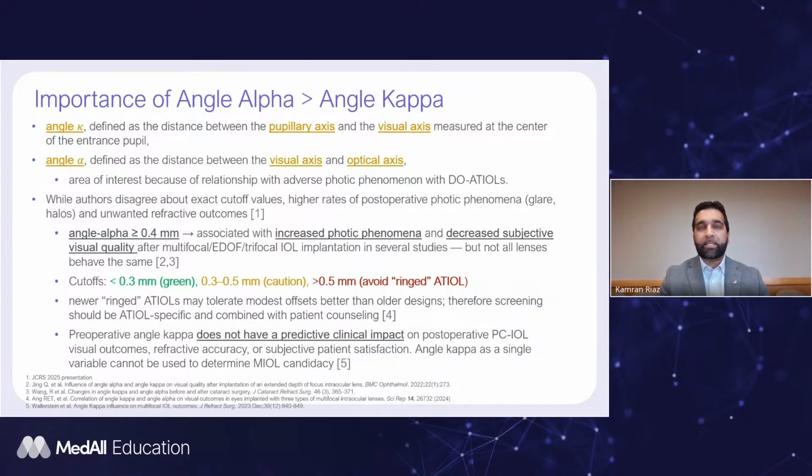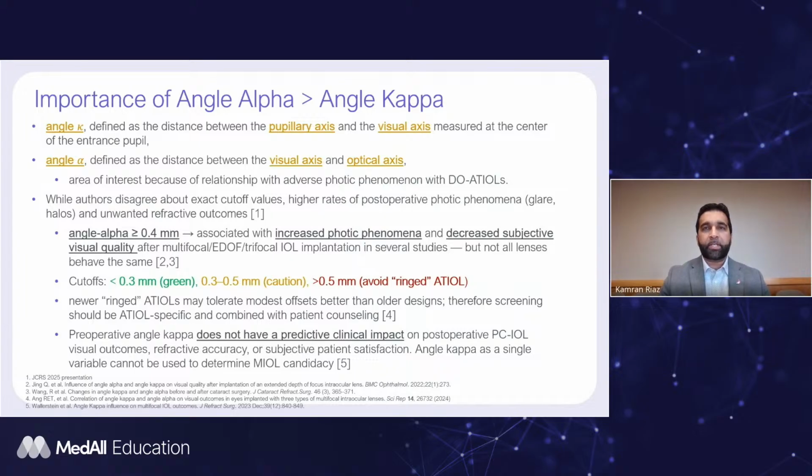Again, not all lenses behave the same. So a little rubric I've given here: less than 0.3 is green, nothing to really worry about. Between 0.3 and 0.5 is kind of a yellow light of caution, but greater than 0.5 millimeters, I would definitely try to avoid ringed PC-IOLs. Now, some of the newer ringed PC-IOLs may tolerate some offsets, but again, you want to make sure you spend some time screening and counseling the patient that this may actually happen.